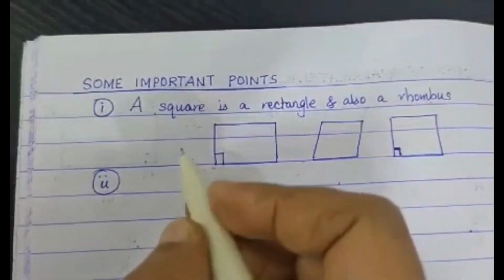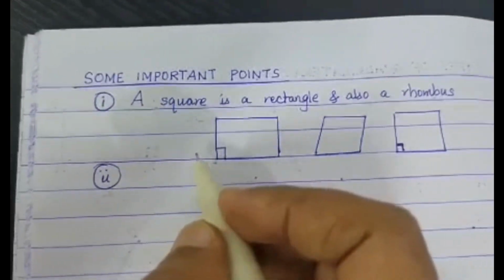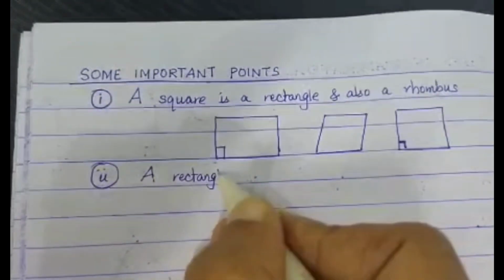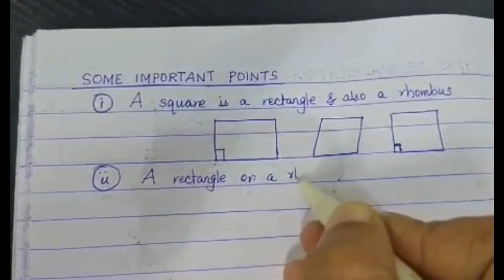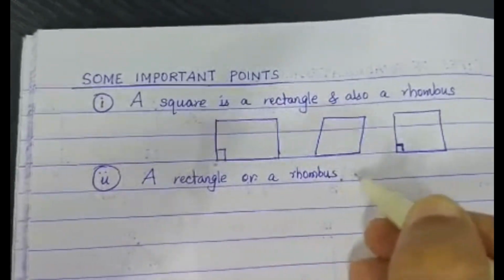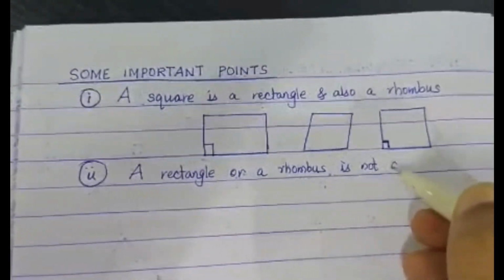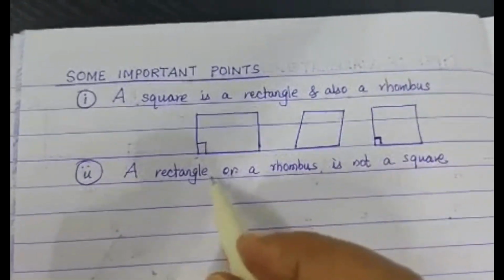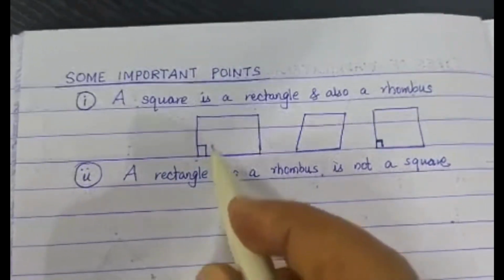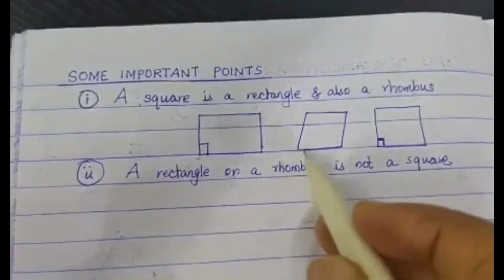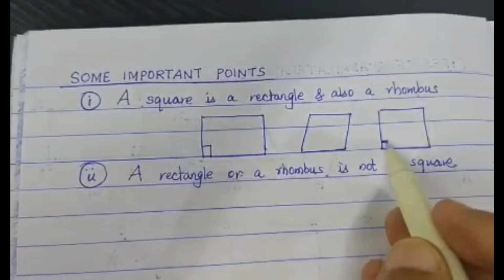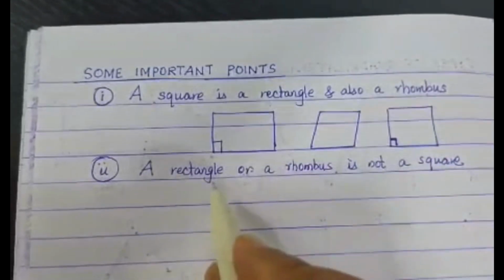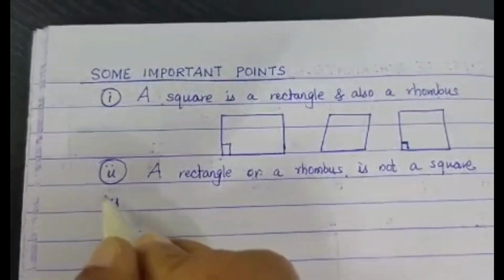Second one, it's the opposite: a rectangle or a rhombus is not a square. You can know from this. A rectangle does not have all the sides equal, so it cannot be a square. A rhombus has all the sides equal, but the angle is not 90 degrees, so it cannot be a square. So a square can be a rectangle and a rhombus, but a rectangle and a rhombus cannot be a square. These are the two important points.